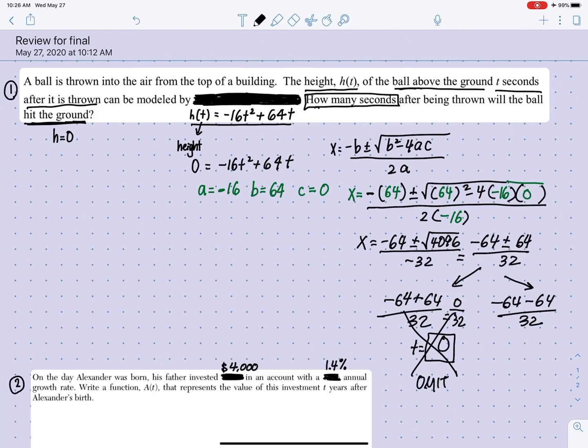And so now, oops, I made a mistake here. This was a negative 32. Okay, so let's keep that. Sorry about that. So here, negative 64 minus 64, that's negative 128. Divided by negative 32 is going to be positive 4. So what this is saying is it took 4 seconds for the ball to reach the ground. And so that is our answer.